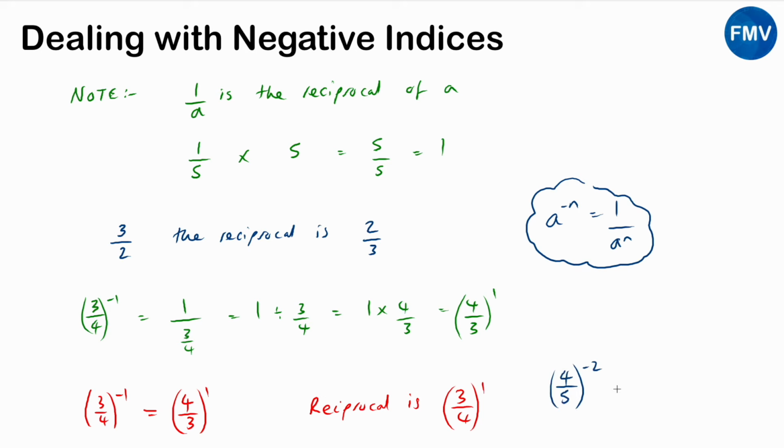Let's have a look at an example. The reciprocal of 4 over 5 raised to the power of minus 2 is just 4 over 5 raised to the power of 2. Notice they're not equal. It is the reciprocal. And the product of those would be equal to 1. Let's have a look at some examples for negative index numbers.